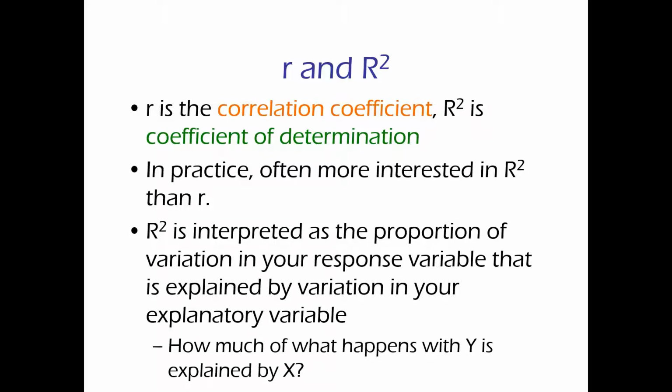So the R squared is called the coefficient of determination. It shows the proportion of variation in your response variable, which can be explained by the variation in your explanatory variable.